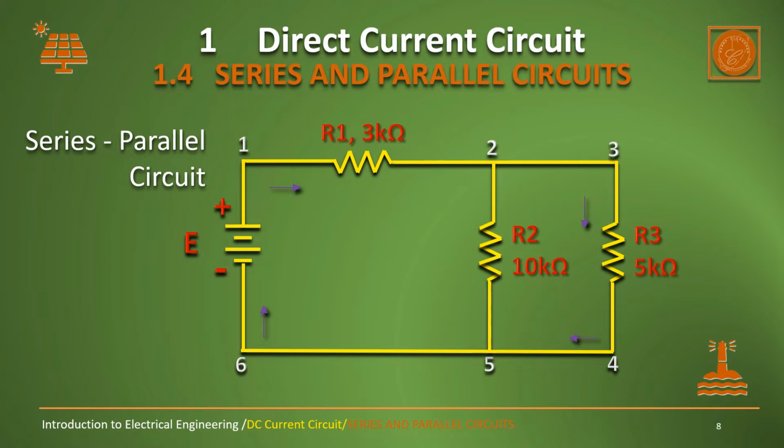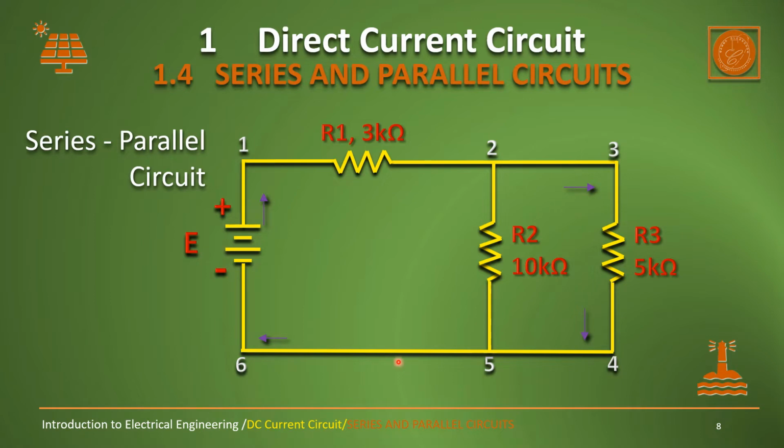And another from 1 to 2 to 3, the same through the resistor R1, and from 3 to 4 through resistor R3, and from 4 to 5 and back to 6, and from number 6 back to number 1 again. This is the other loop. From here, go to here, go back to here, and go back to the battery.